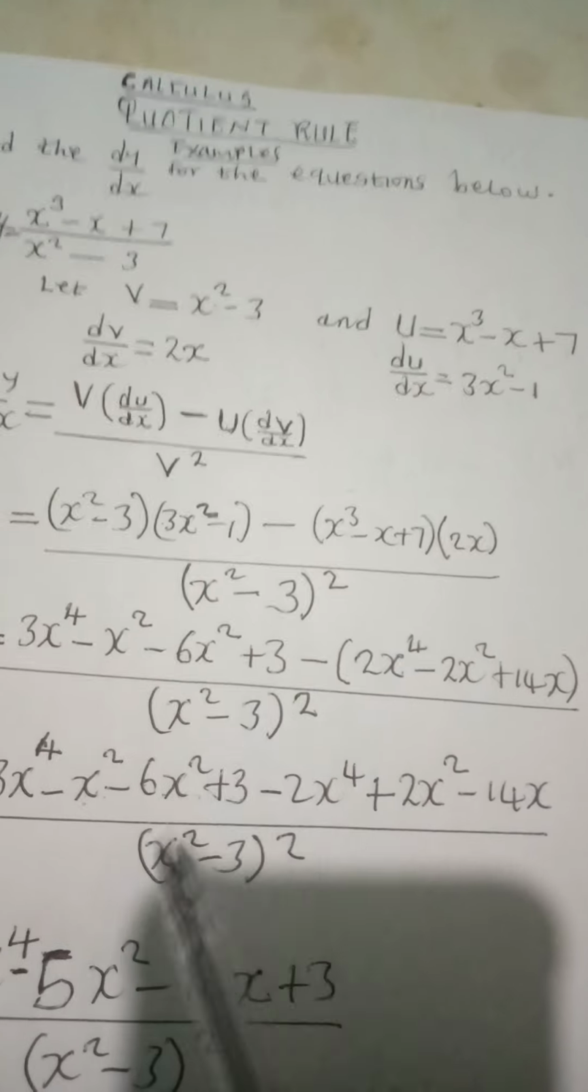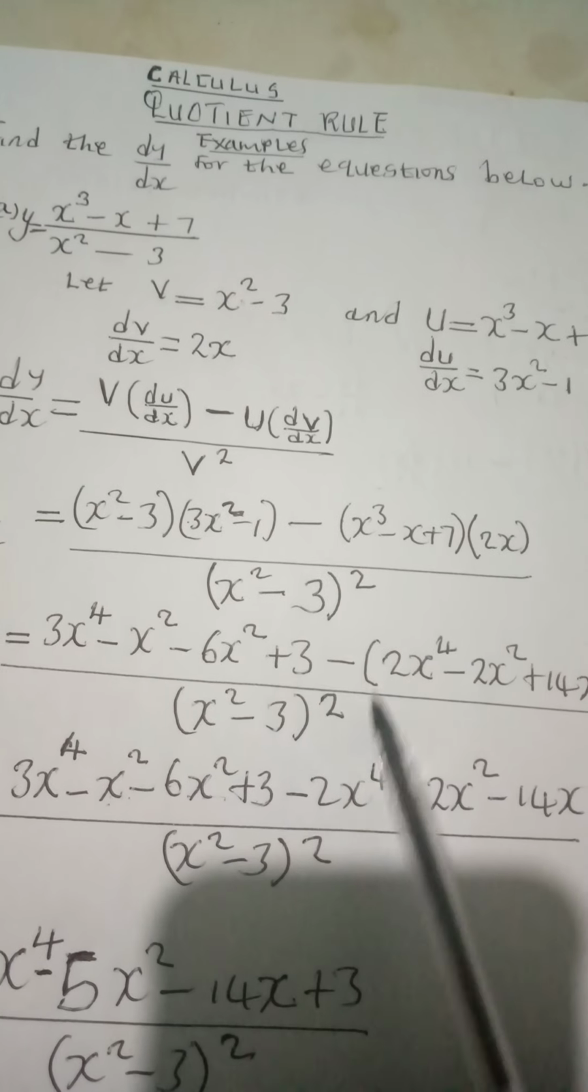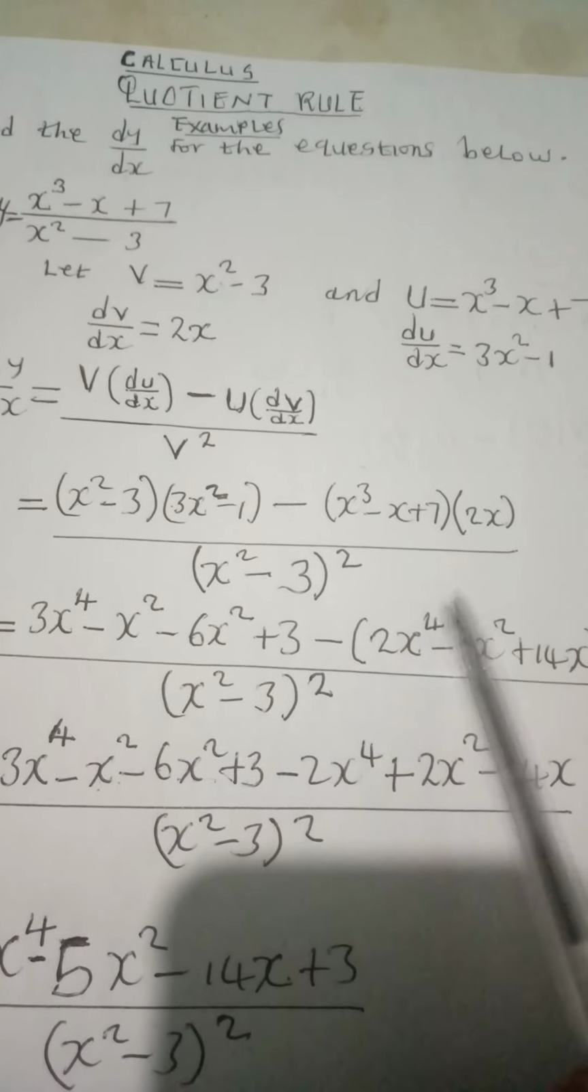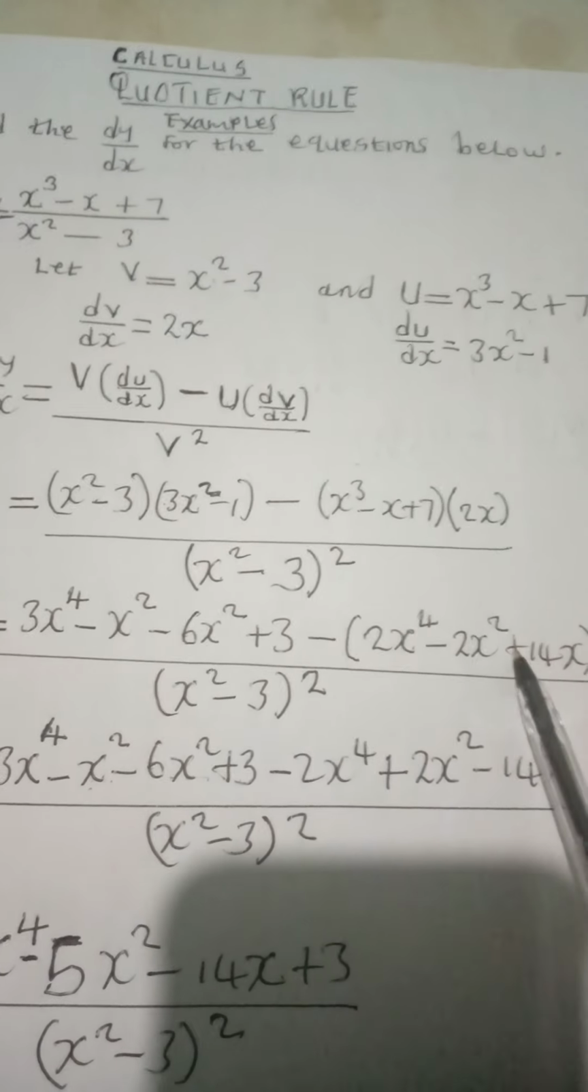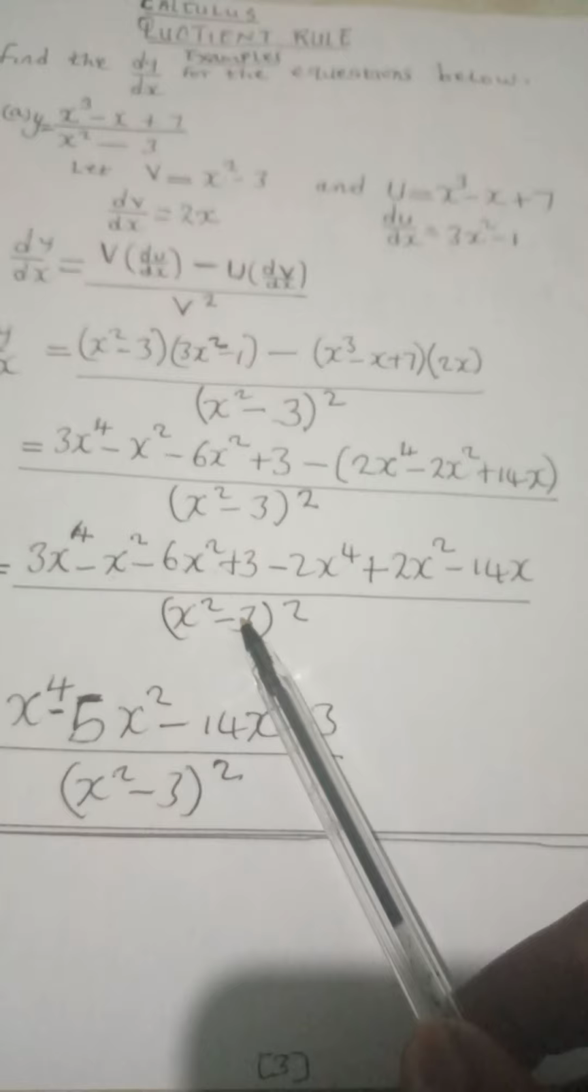Okay, now that you have a minus here, you remove this minus by simply doing what? You say negative times positive 2x to the power 4, you get negative. Negative times negative, you get positive. Negative times positive, you get negative. And then from here, you bring down this, you bring it here. You see that? Then from here now, what do we do next?